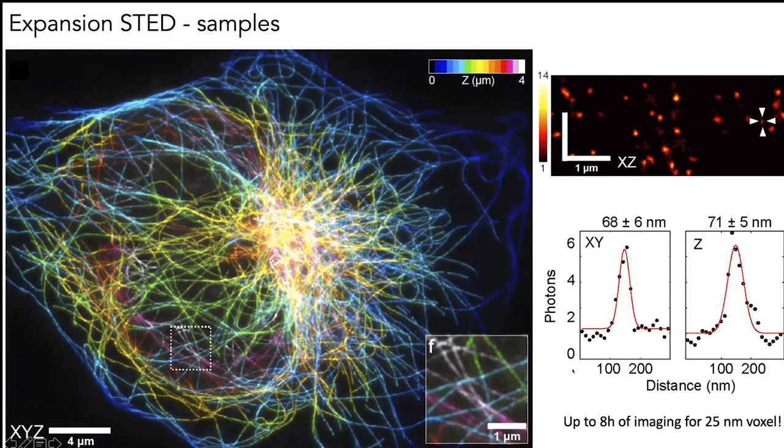A little drawback: this image you can see here is a stack of an entire cell. It took about 8 hours to take on the STED microscope. So you need somebody with a generous STED owner or a lot of money for the facility if you want to do this. But the results are spectacular super resolved images.